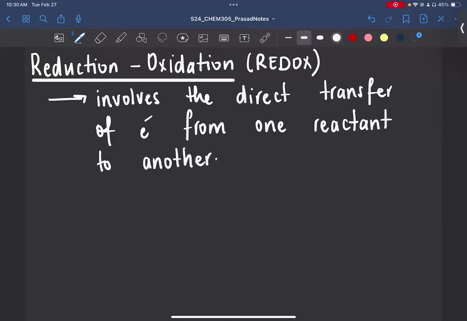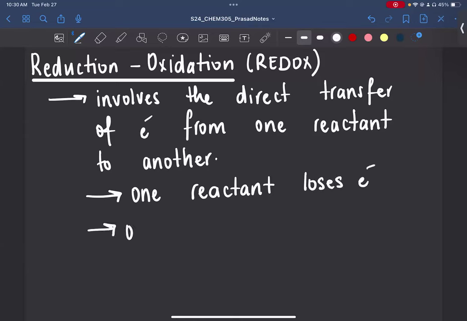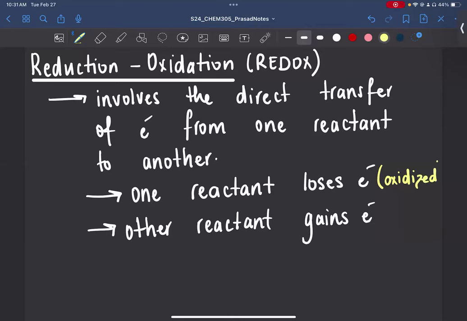The direct transfer. The term direct transfer implies one reactant will lose electrons, the other reactant gains electrons. There's a direct transfer. One reactant must lose, one reactant must gain. If a reactant loses electrons, it is said to be oxidized. If a reactant gains electrons, it is said to be reduced.